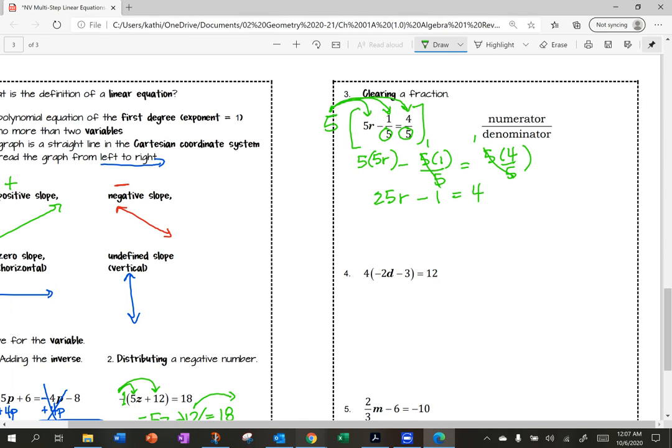Okay, so I'm solving for my variable. I want to add the inverse, so I'm going to add 1. So 25r equals 5. I'm going to divide by the coefficient next to the variable. So I'm going to divide by 25. 25 divided by 25 is 1, so I get r equals 1 over 5.